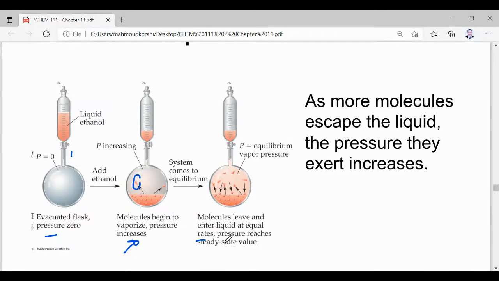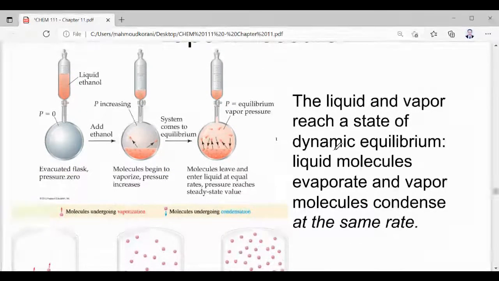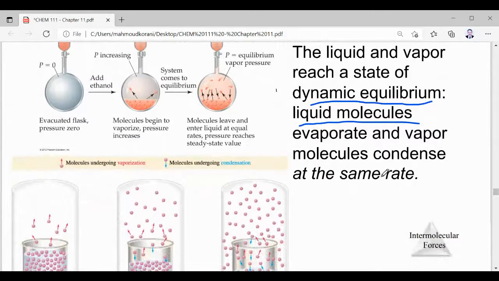You have two processes, evaporation and condensation, and both have the same rates. Molecules leave and enter the liquid at equal rates. Pressure reaches a steady state. This area is saturated with vapor, so the pressure becomes constant, and it's called vapor pressure, the equilibrium vapor pressure. In the beginning the pressure increases. As more molecules escape, the pressure they exert increases. Again, the liquid and the vapor reach a state of dynamical equilibrium at which the rate of condensation equals the rate of evaporation, at the same rate.